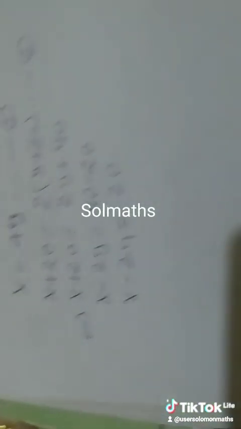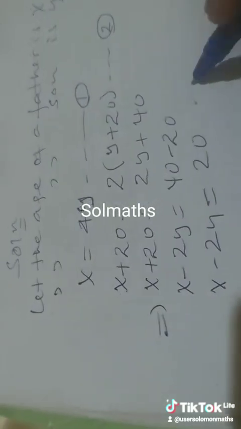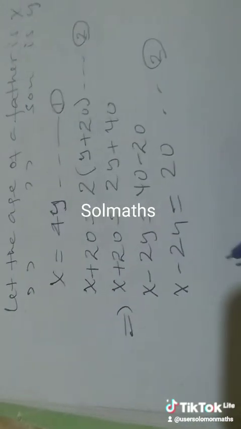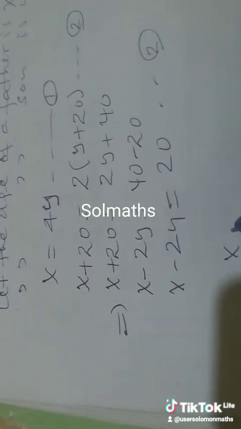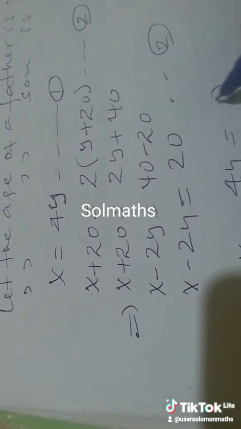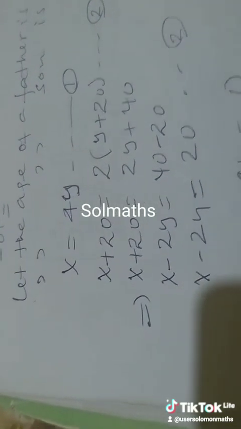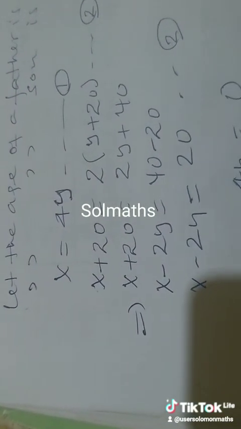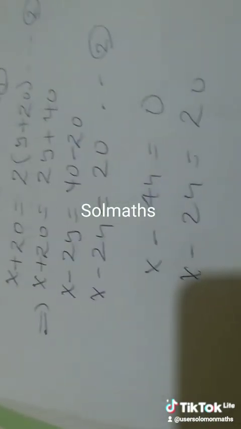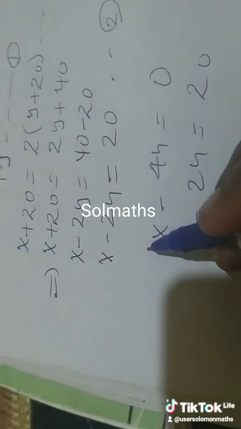Now we have got two equations. One equation says X minus 4Y is equal to 0, from the first equation. From the second equation, X minus 2Y is equal to 20. These two equations we call simultaneous equations.